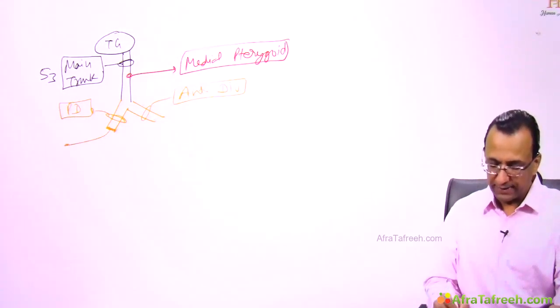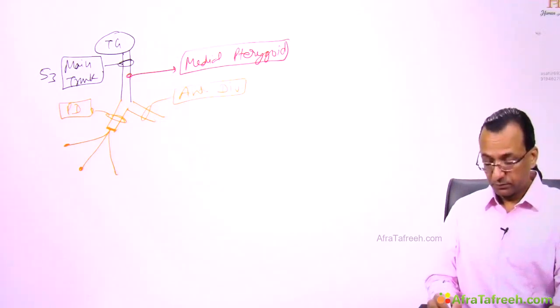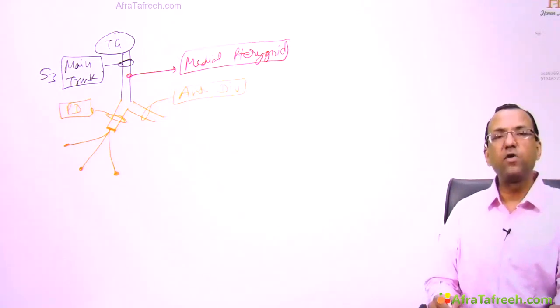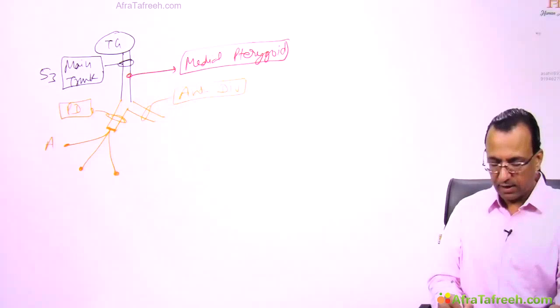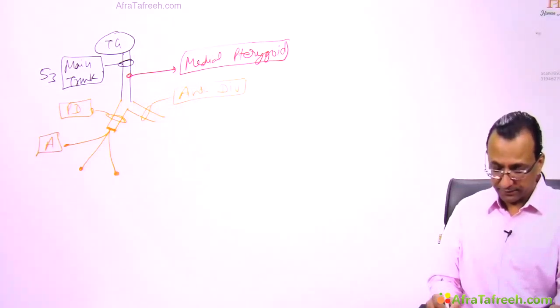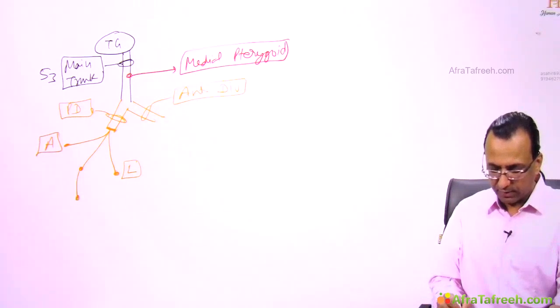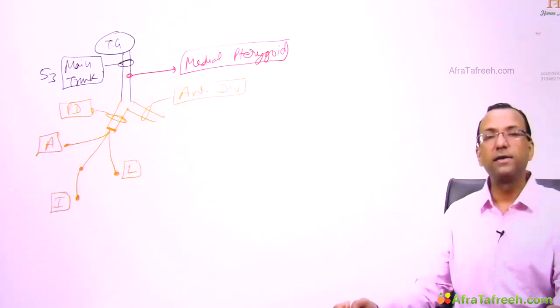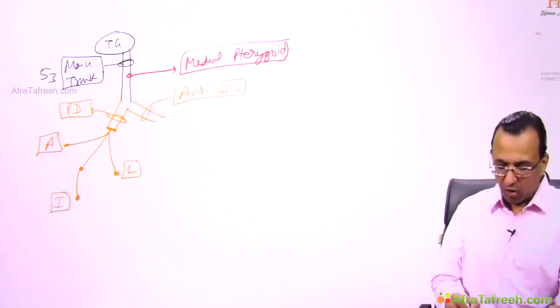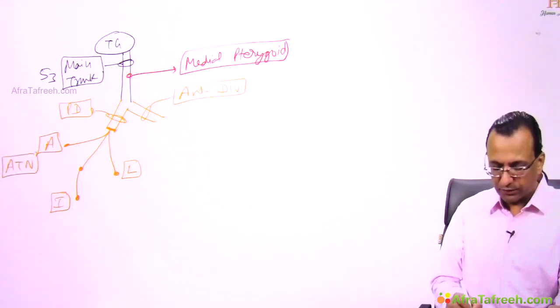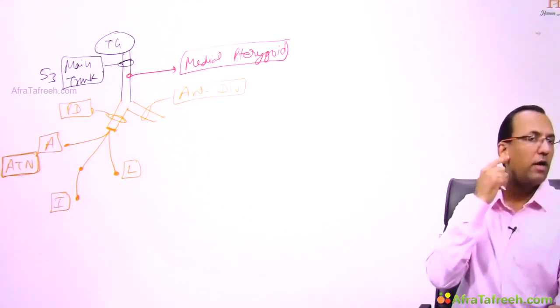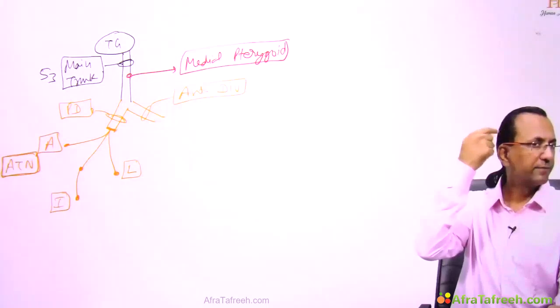What is this Ali? Posterior division will give you Ali branches, A, L and I. Yes, Ali branches. Now what is A for? A is the auriculotemporal nerve, which is supplying the auriculotemporal skin.